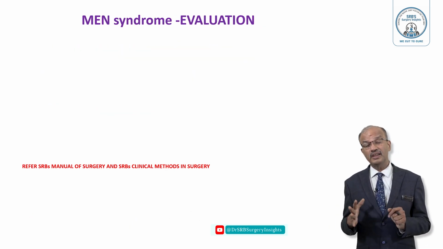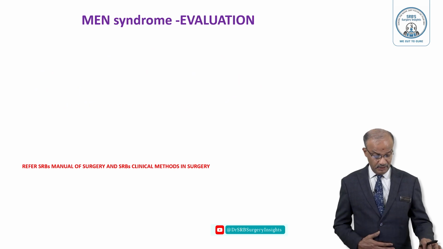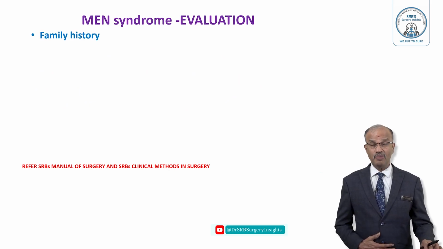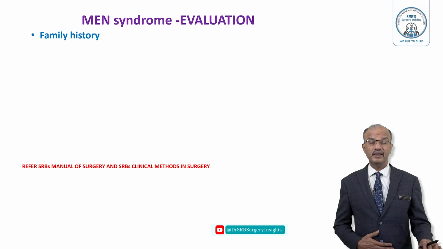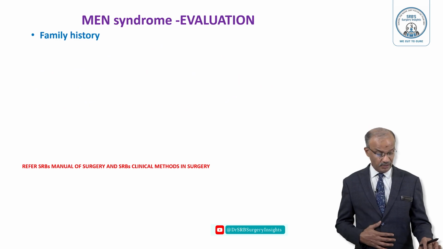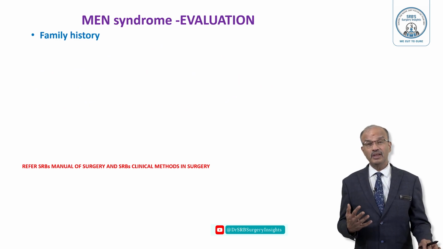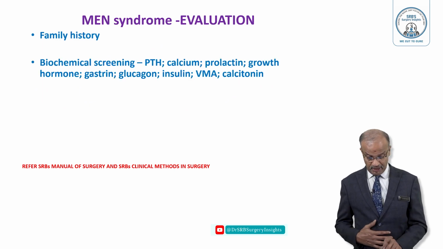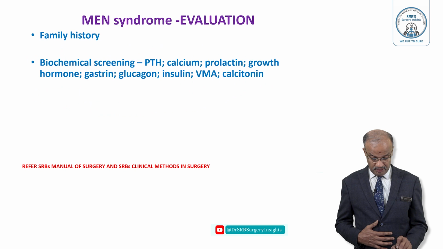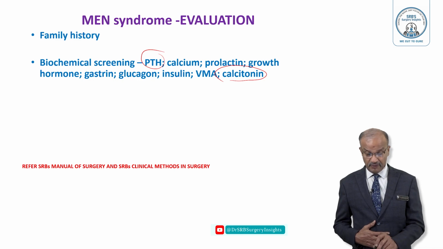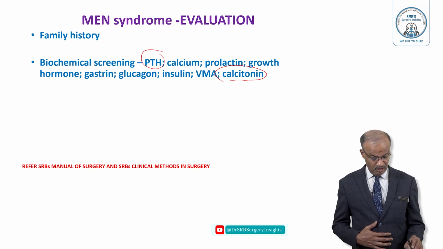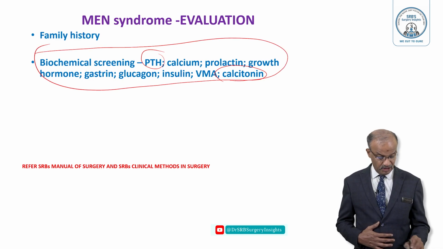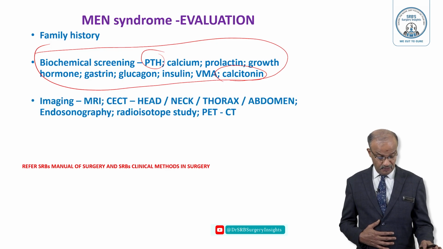So do essential marker investigations in this patient. Family history is important because many times it is familial, autosomal dominant. It takes up 50% of people; it runs in the family, remember. Biochemical screening in all these patients: PTH, calcium, prolactin, growth hormone, calcitonin for medullary carcinoma of the thyroid, insulin, glucagon for the endocrine pancreas, parathyroid hormone for parathyroid adenoma. Prolactin is common, and growth hormone. All this screening has to be done in all these patients once you suspect MEN syndrome.